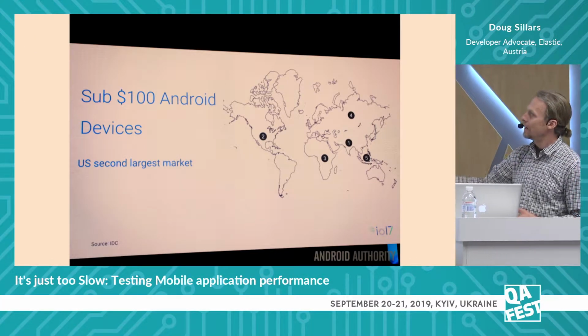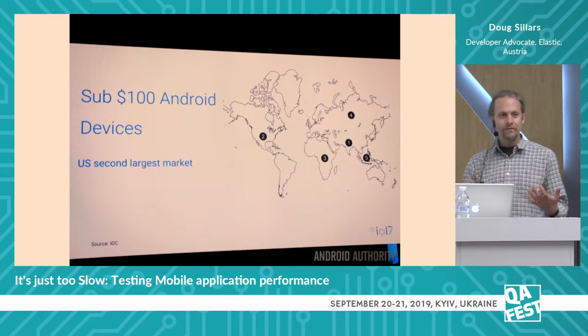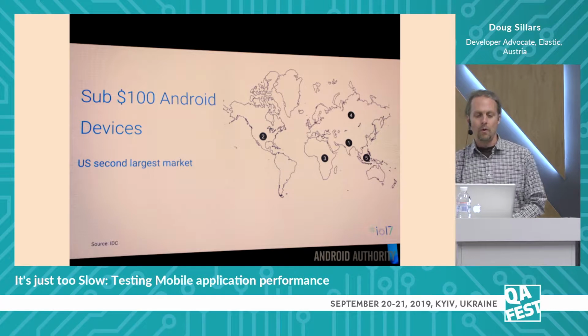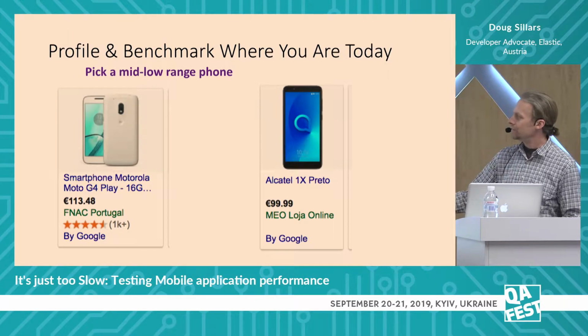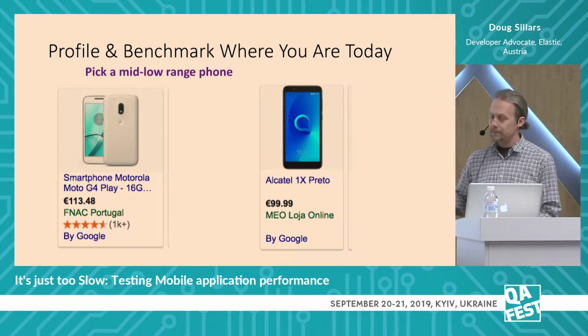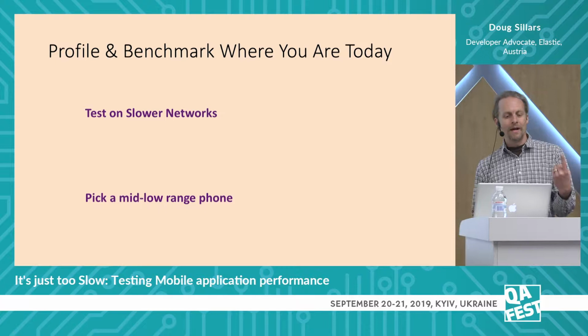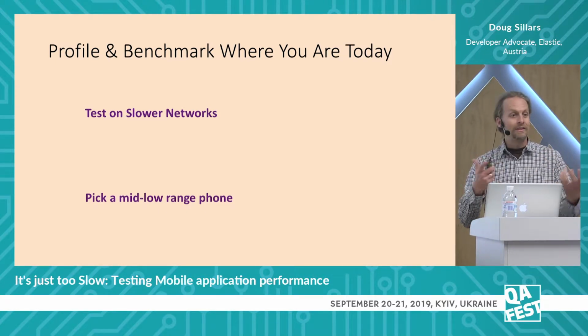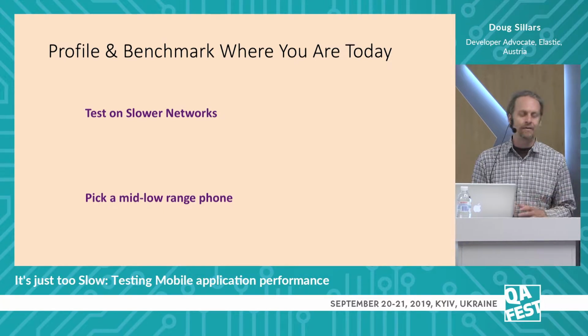Number 4 market for Android Go is Russia. Number 2 is America, right? These are devices that are going to be used by core markets. This is about a year ago. It was 99 euros. It's gone down since then. So we should really make sure that we're testing on slower networks, and we're testing on some of these kind of crappy phones, because that's what our customers actually have.